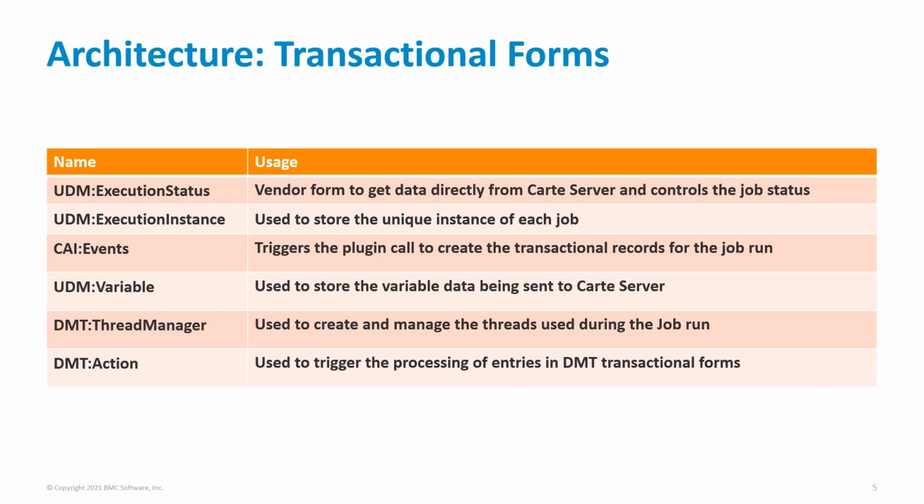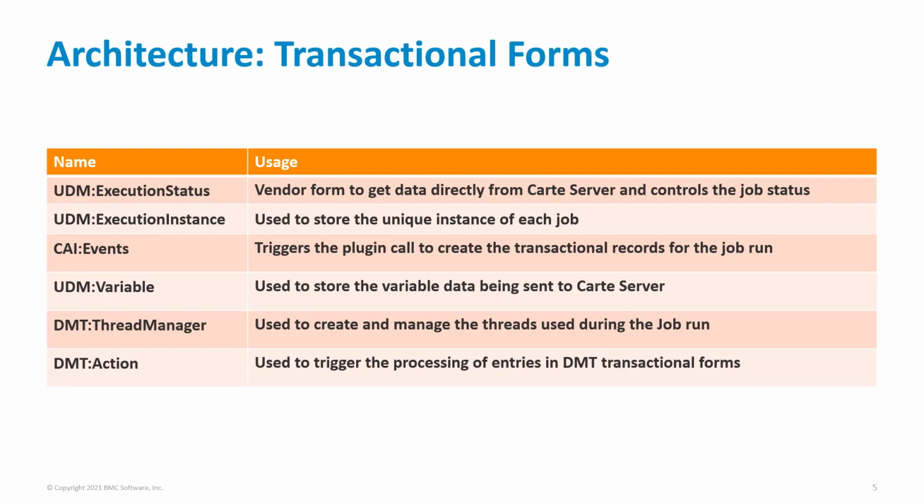Next form is DMT:ThreadManager. This form is used to create and manage the threads used during the job run. Based on settings in the CAI pools, the number of thread records is generated. Data in the load form are pushed to the main forms in chunks of 100 records per cycle. Each thread takes turns validating and promoting the records. Once all the associated records are deleted via workflow processing, the job gets finished.